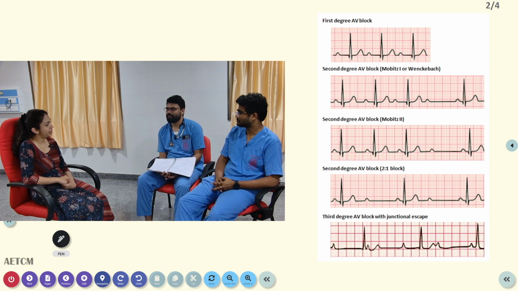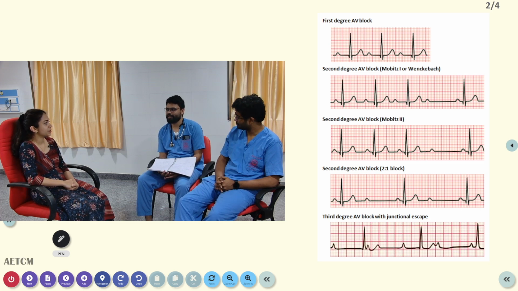What is normal PR interval? Normal PR interval is 0.12 to 0.2, or 120 to 200 milliseconds. Okay. In this patient, it was 180, so it was normal. Then come to second degree heart block.